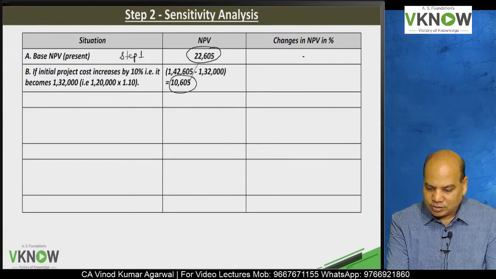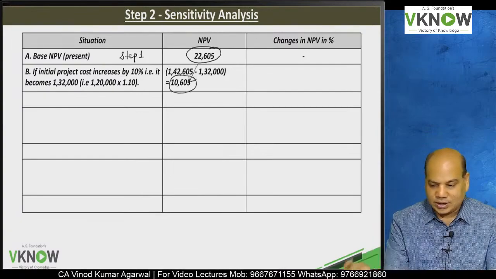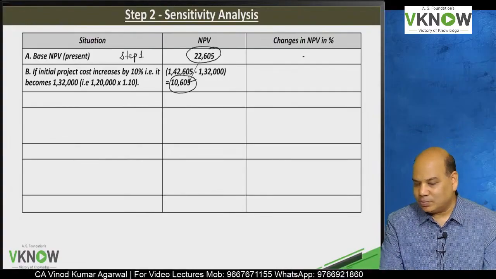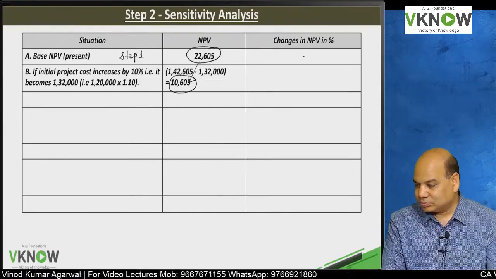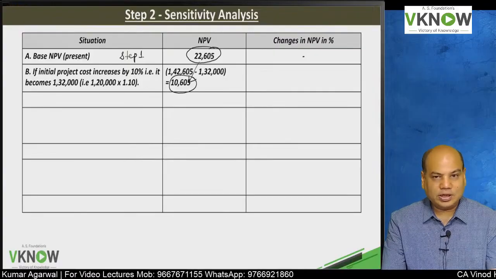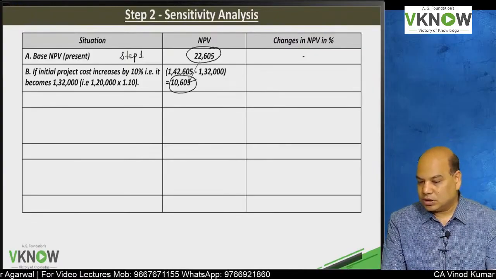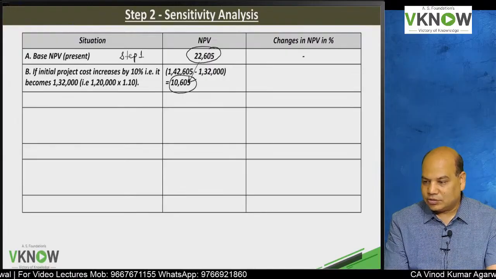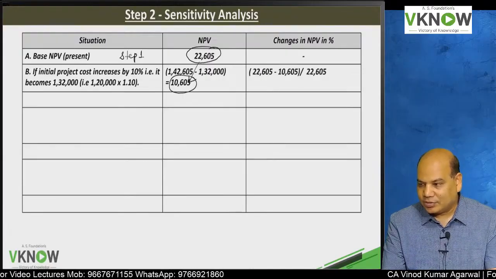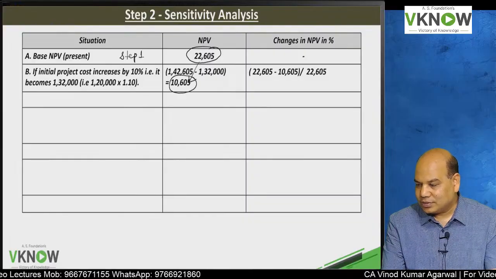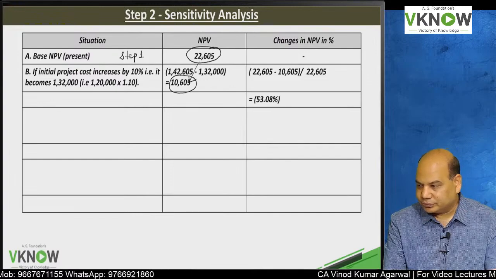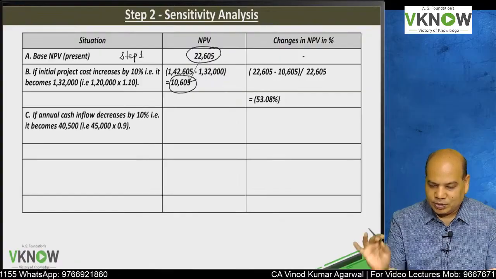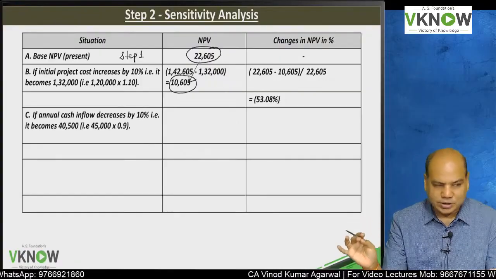This is the new NPV. Can you please convert into percentage? By what percentage will NPV decline? Answer: 10,605 minus 22,605, divide by 22,605, and that is equal to minus 53.08%. NPV will decrease by 53.08%.